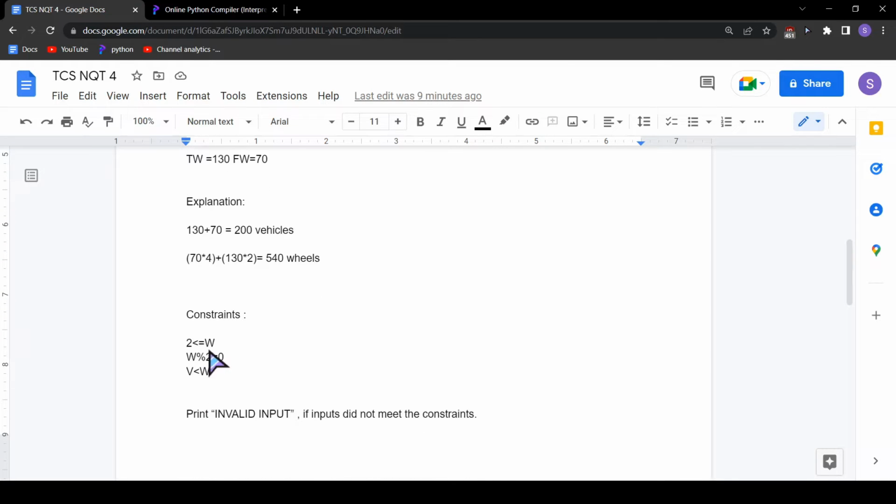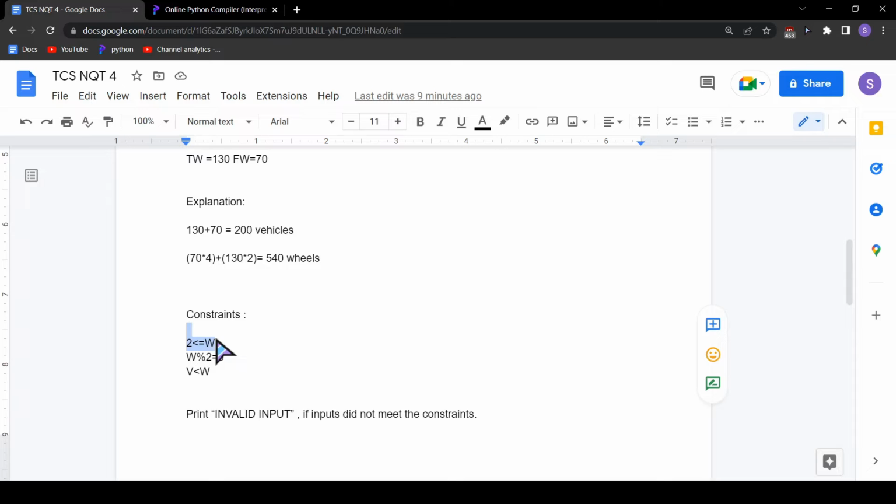Okay, so now these are the constraints. If the constraints do not meet, we need to print invalid input. So what are the constraints? The wheels must be greater than or equal to 2, because since we need two-wheelers or four-wheelers, we can't obviously have one wheel. We cannot create a vehicle with one wheel.